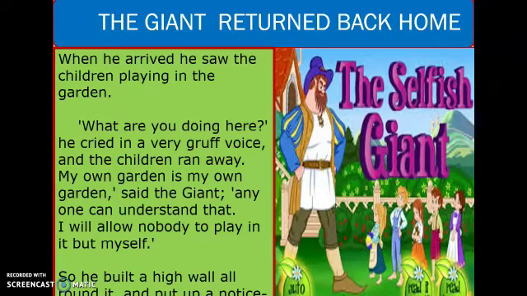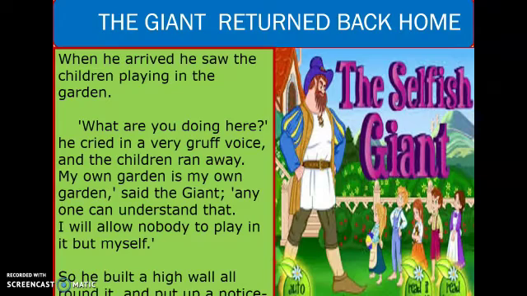"What are you doing here?" he cried in a gruff voice, and the children ran away. "My own garden is my own garden," said the giant. "Anyone can understand that. I will allow nobody to play in it but myself." And so he built a high wall all around it and put up a notice board.